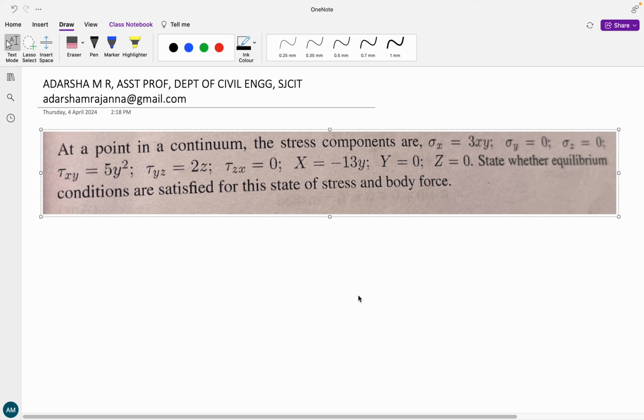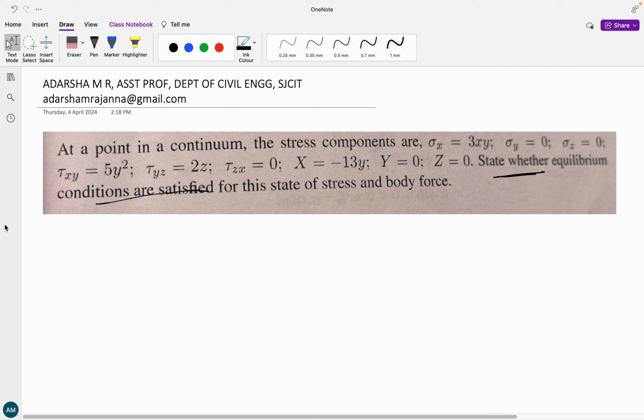Good afternoon. Let us solve the second type of problem. In this particular type of problem, they have given us sigma x, sigma y, sigma z, tau xy, tau yz, tau zx, and then the body force components also. Here they have given us the values of all the stresses, be it the normal stress or shear stress or body forces. Now please see here, they have asked us to check if the equilibrium conditions are satisfied.